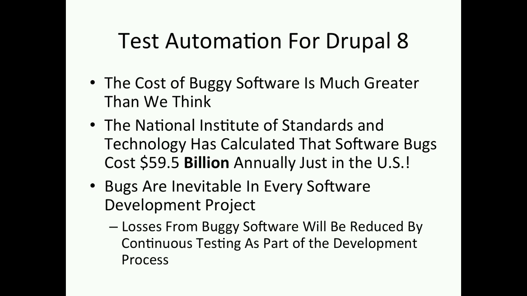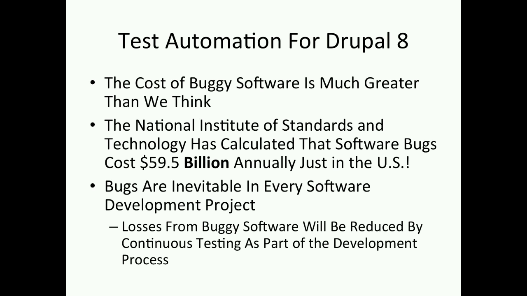That's the most prevalent definition everybody can agree on. As I say, buggy software is very expensive, much more expensive than we think. An article I read said the National Institute of Standards and Technology, a part of the Commerce Department, says that software bugs cost $59.5 billion, yes, billion with a B, every year just in the U.S. So how can we reduce this cost?